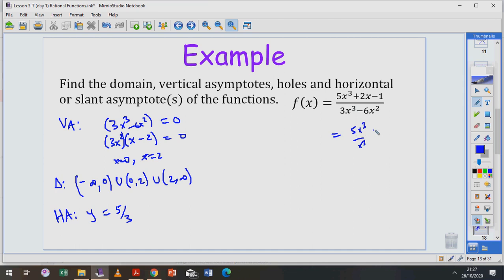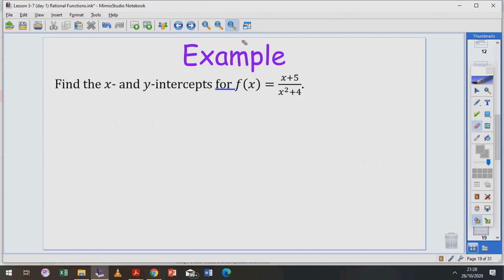5x cubed divided by x cubed, plus these ones will all go to 0, you know that. 3x cubed divided by x cubed, this one will go to 0. So then you just end up with 5 out of 3, which is the same thing. Alright, so that has the horizontal asymptote, so I shouldn't expect any other slant asymptotes.